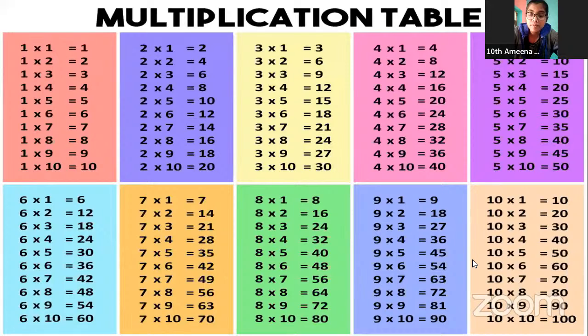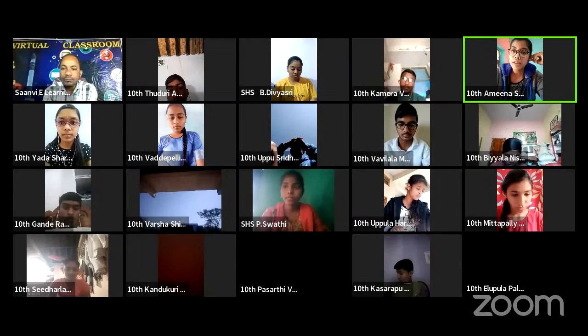21 is the 40, 23 is the 60, 24 is the 80, 25 is the 100, 26 is the 120, 27 is 140, 28 is 160, 29 is 180, 20 10 is 200.